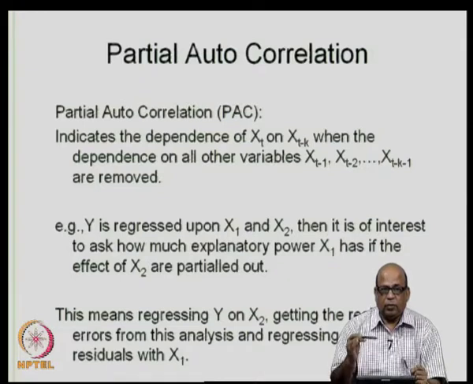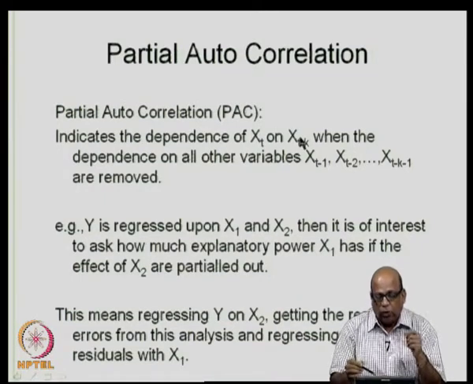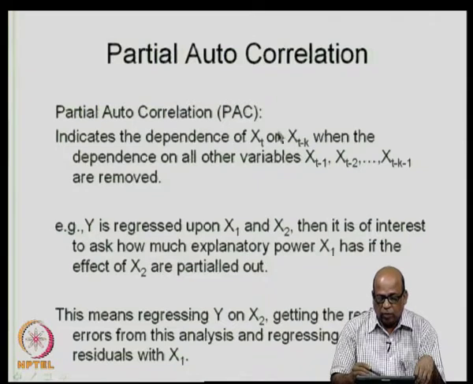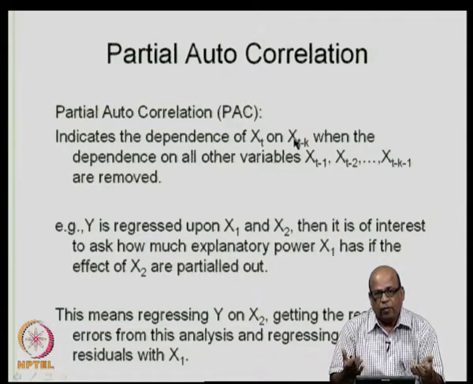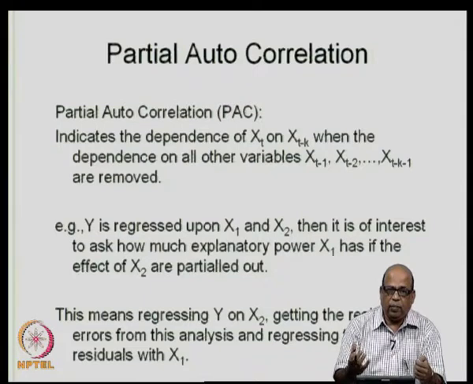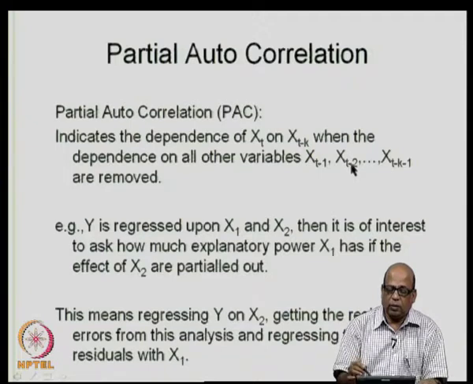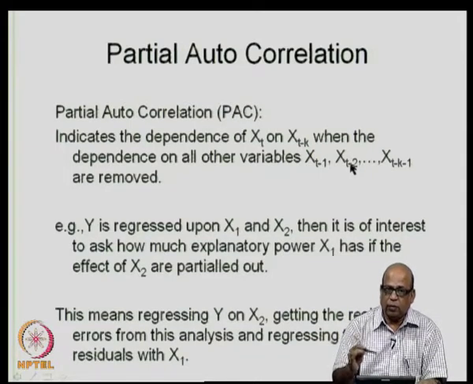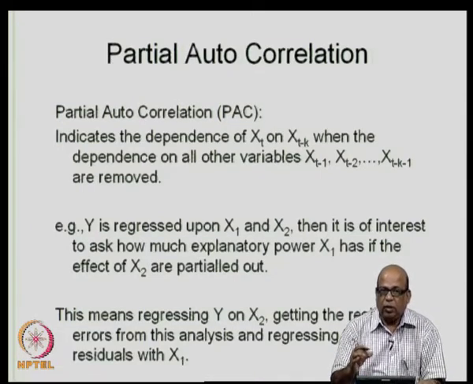What we mean by this is that when you are talking about dependence of x t on x t minus k, all these other dependents are also included in the correlation. But if you have some mechanism by which you partial out, or remove, the dependence of x t on x t minus 1, x t minus 2 etcetera, on all other variables except x t minus k, then the remaining correlation is in fact the partial autocorrelation.